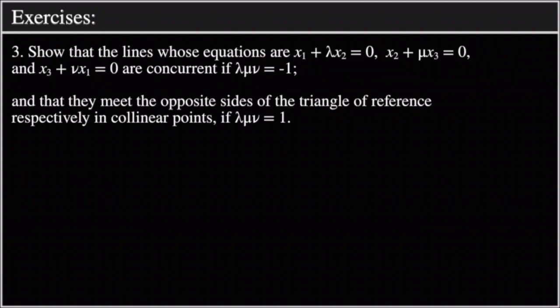3. Show that the lines whose equations are x1 + λx2 = 0, x2 + μx3 = 0, and x3 + νx1 = 0 are concurrent if λμν = -1, and that they meet the opposite sides of the triangle of reference respectively in collinear points if λμν = 1.